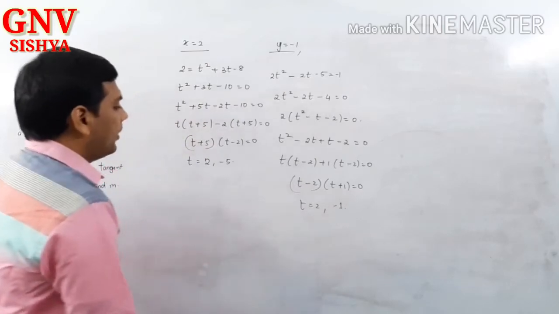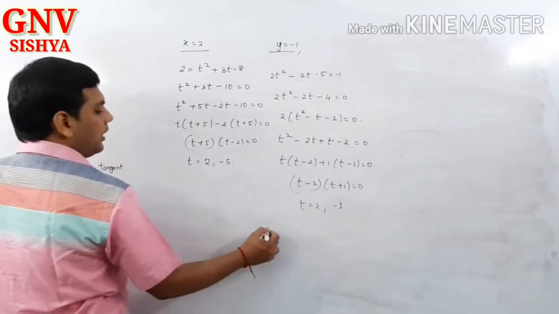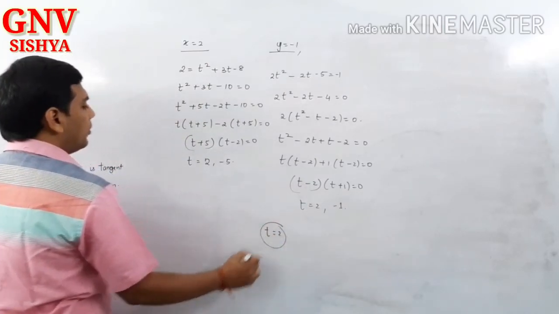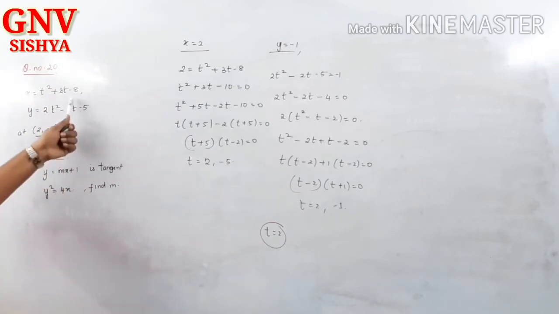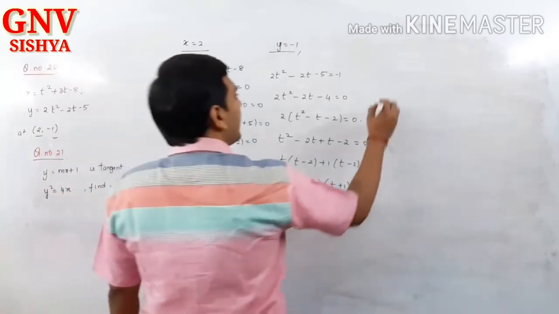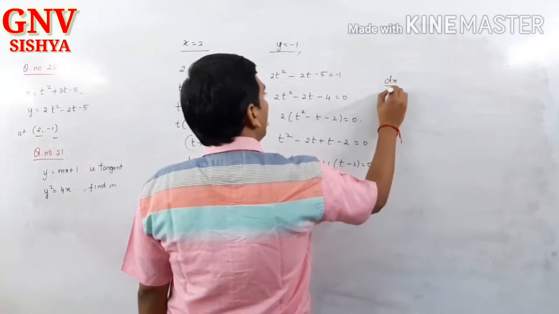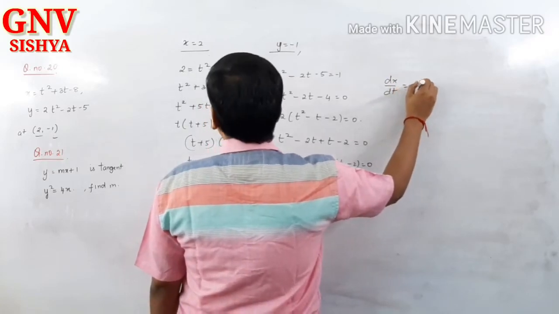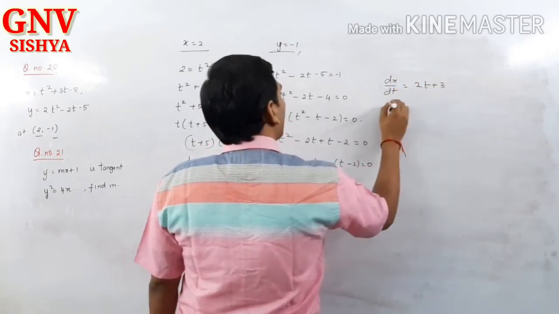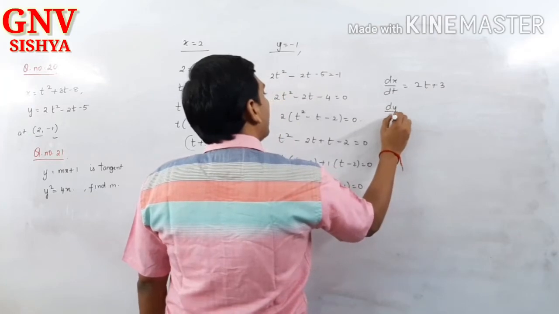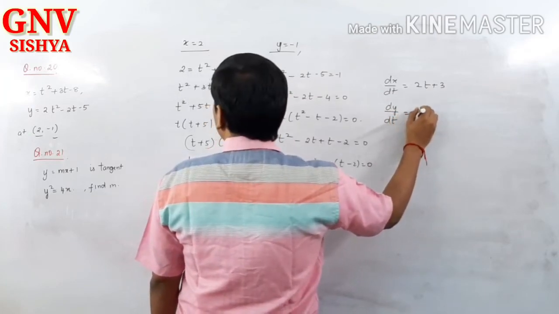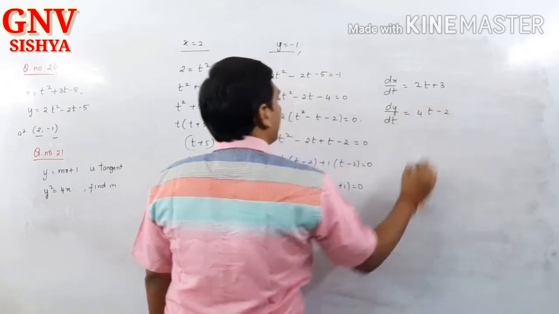So what is the common value for t in both, Kana? So t equal to 2, only that we have to take. Now we need to find the slope of the tangent, correct? So first find dx by dt, Kana. What is dx by dt? 2t plus 3. What is dy by dt? dy by dt is equal to 4t minus 2, correct?